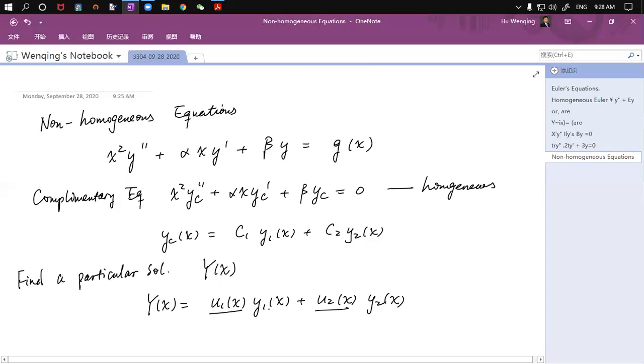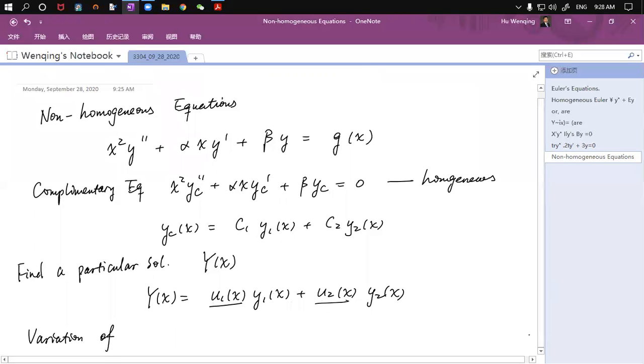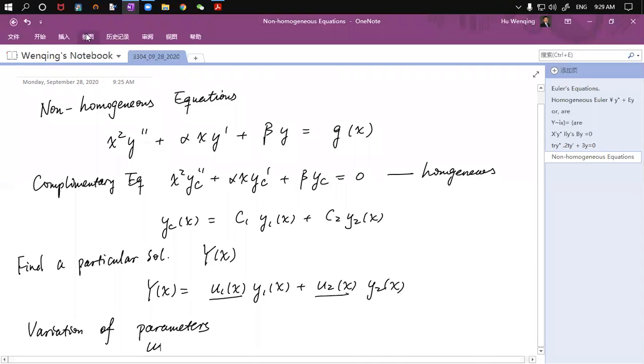How do you find u1, u2? Well, remember variation of constants. So the variation of parameters method is going to give you two solutions, two solutions that are of the following form.